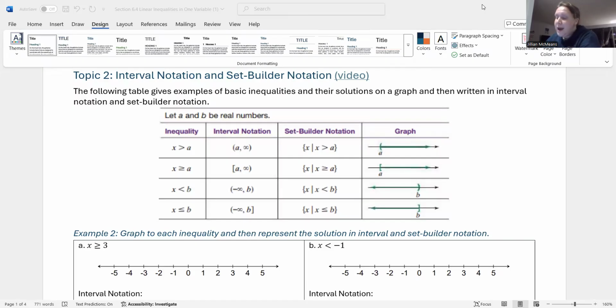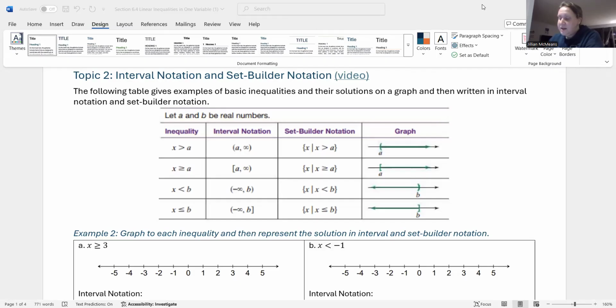Okay, so what I have here is a table. In this table we're told that A and B are just real numbers, and we have different inequalities, and then we have the graph of the inequalities, and then we have that solution represented in interval notation and set builder notation. I would say breeze through this table at some point when you have time, but what I want to do is look at these inequalities with actual numbers.